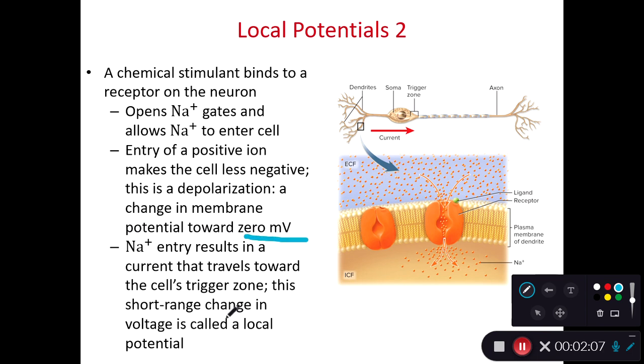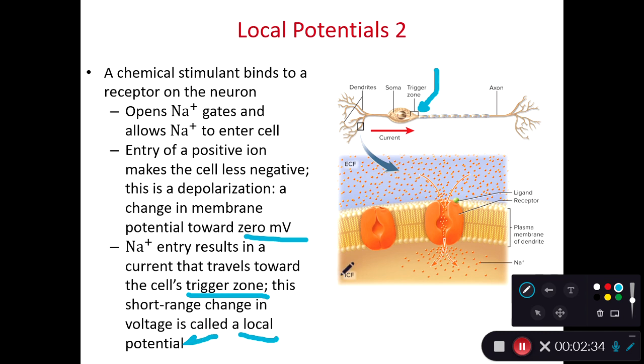This could eventually cause a change in the cell's trigger zone, the part of the neuron right over there at the beginning of the axon. If we have a change in the voltage at the trigger zone, we can initiate an action potential if we have enough of a change. This very minor change that occurs is going to be referred to as a local potential.